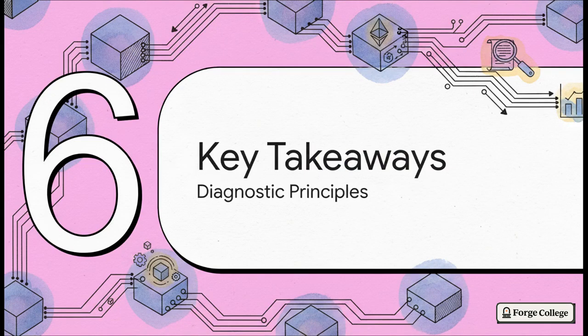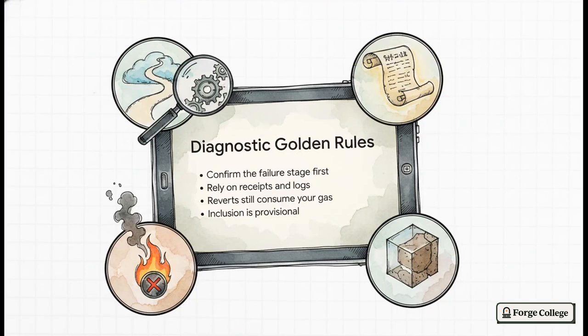Section 6. Key takeaways. Diagnostic principles. Let's bring all of this together with 4 golden rules you absolutely need as you continue your applied Solidity development journey. Number 1. Always confirm the failure stage first. Ask yourself, is it stuck in the mempool or did it fail during execution? Number 2. Rely on receipts and logs as your absolute, unquestionable evidence of what happened. Number 3. Never forget that reverted transactions still consume your gas. And number 4. Treat block inclusion as provisional until you have actually reached finality.